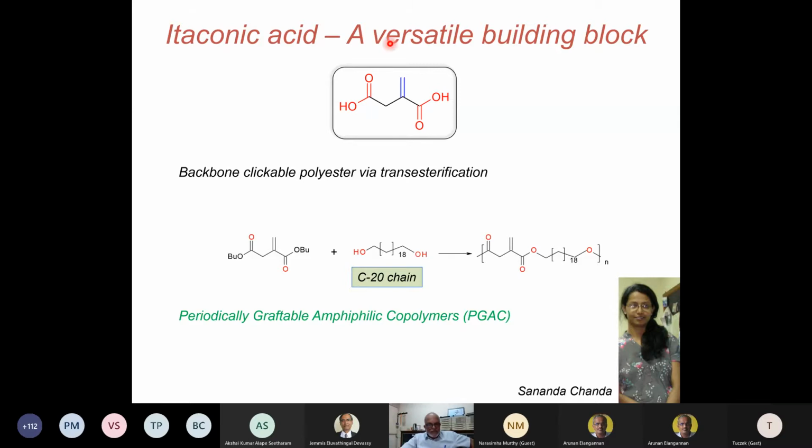She took this itaconic acid, which is a very cheap bio-sourced diacid, and you simply polymerize it with a diol to make a polyester. So this is a polyester. And what is nice about this polyester is that it has a double bond conjugated to a carbonyl, and therefore it becomes a nice site for a Michael addition. In other words, you can make a very hydrophobic backbone. Here is an example of a C20 chain that lies between two adjacent double bonds.